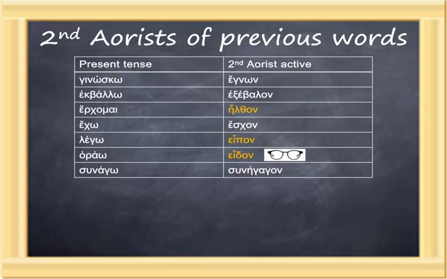Lego has a separate root for its aorist, eipon, and horao has a second root for its aorist, eidon. Eipon and eidon, I said, I saw, are often confused because they sound somewhat similar. The way I remember them is to look at the middle consonant, the delta, turn it on its side, and recognize how it looks sort of like spectacles, so I see. Two other forms, eschon and synegagon, are also provided, the second aorists of their respective presents.